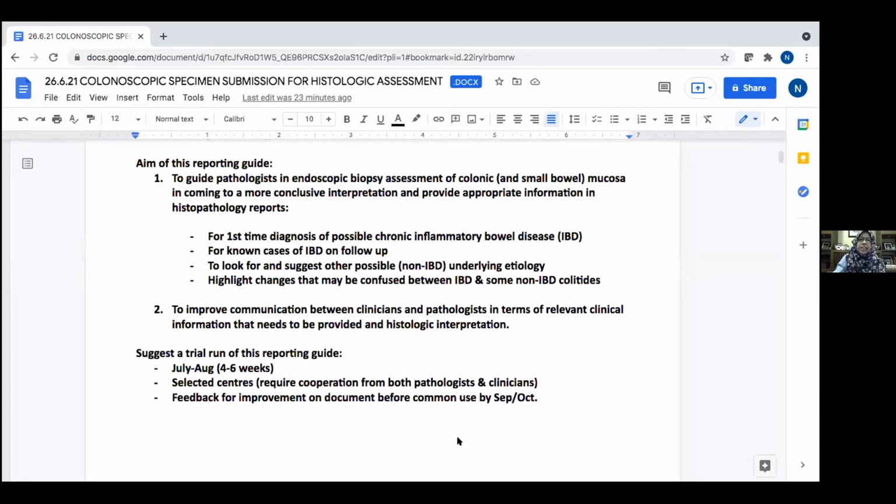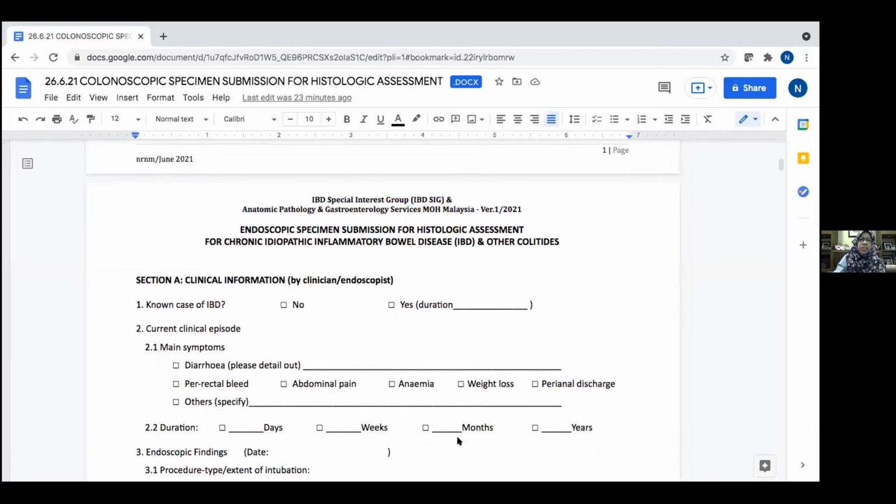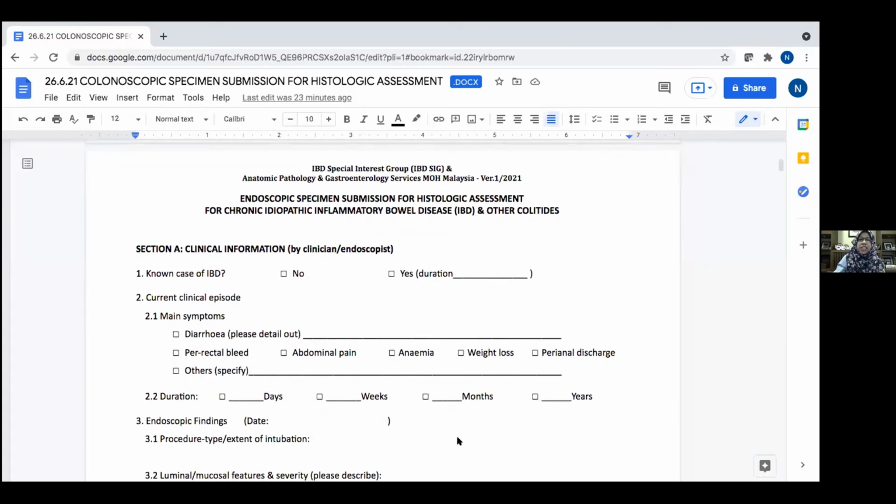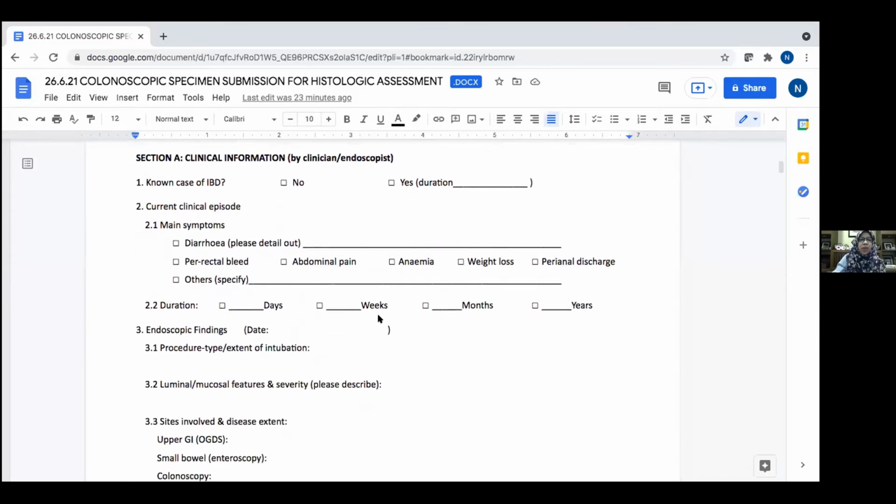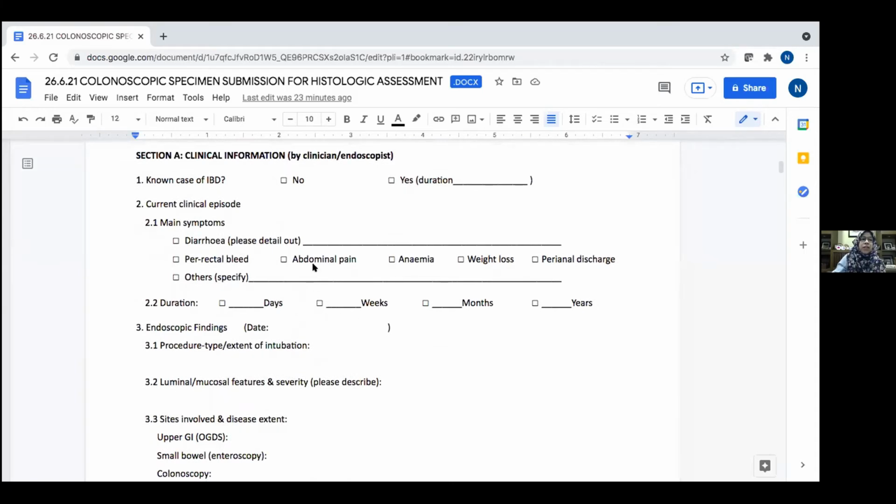Next, we will go to the first section, which is the form that the clinicians need to provide with the specimens. We go through both forms first, before we go through the notes. The clinicians need to tell us whether this is a new case or a known case of IBD, and what the presenting symptoms of the current clinical episode were, needing them to do the biopsy.